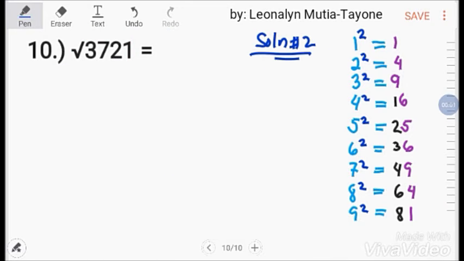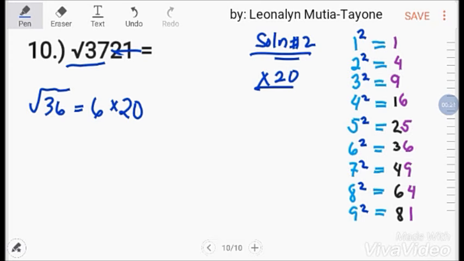Solution number 2. Let's use the constant 20 again. Yung last 2, i-ignore mo muna. Dito tayo sa 37. Anong next na perfect square dito sa square root of 37? Square root of 36. And which is 6. Itong 6 ang i-multiply natin ng 20. That is 120. 37 minus 36, that is 1. Tapos, i-bring down mo si 21, and that is 121.